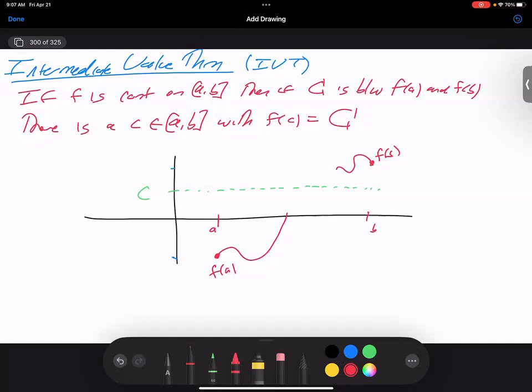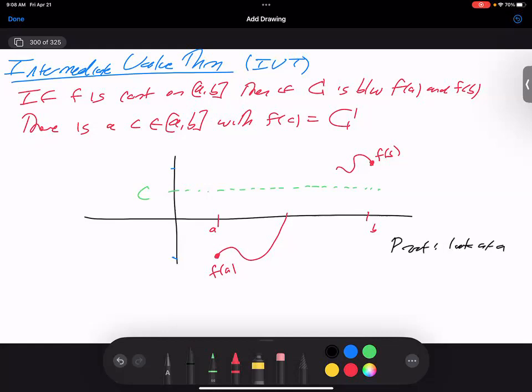But my function is continuous. And the size of those intervals is going to 0. So if they're going to 0, and the left is always less than or equal to C, and the right is always greater than or equal to C, they've got to converge to a common value. What's the only possible common value? C.